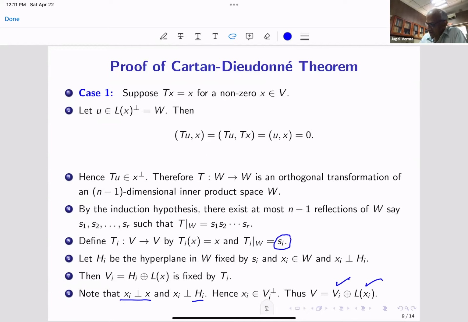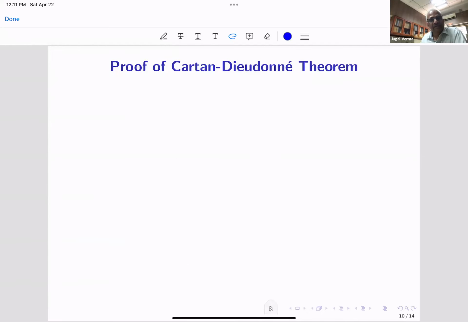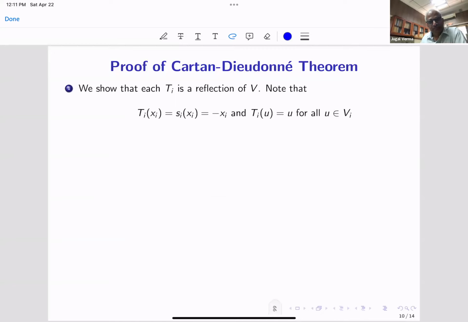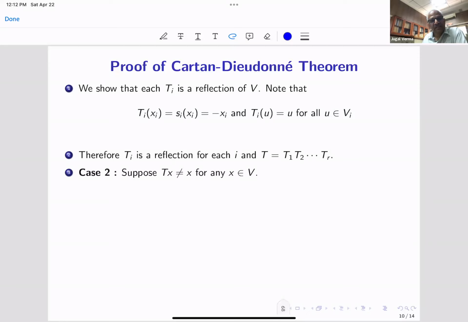And you can check that my linear transformation is really the composition of these reflections, which are at most one reflections. So when I have an eigenvector with eigenvalue 1 of my orthogonal transformation, this argument shows, using the induction hypothesis, that it is a product of at most n minus 1 reflections. The theorem says that it is a product of at most n reflections, but in this case, when there was a fixed vector X, which is a non-zero vector, then we can see that T is a product of at most n minus 1 reflections. Okay. All right, now we go to the second case where there is no fixed vector.